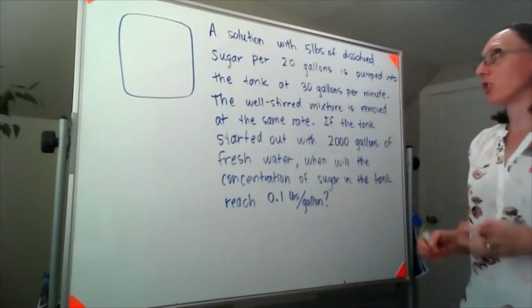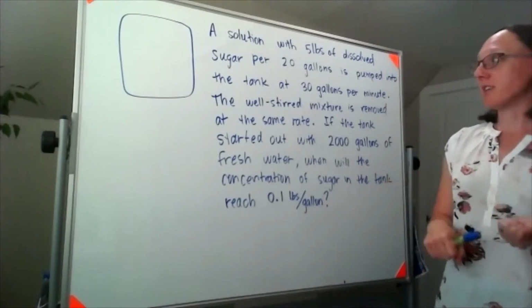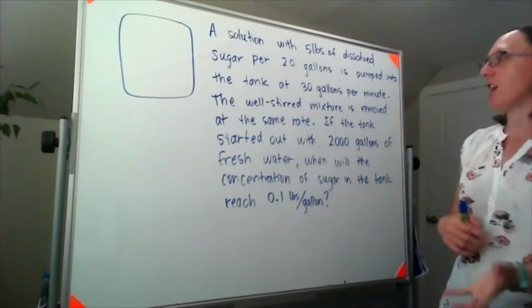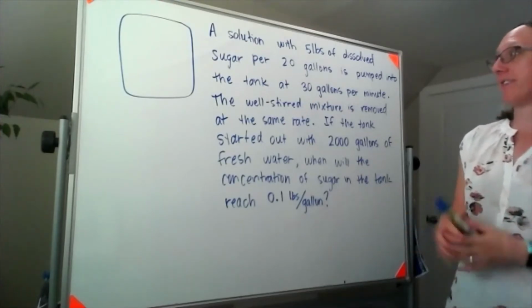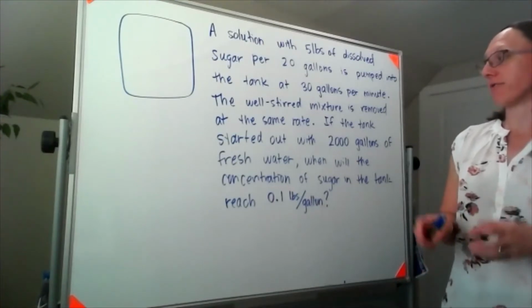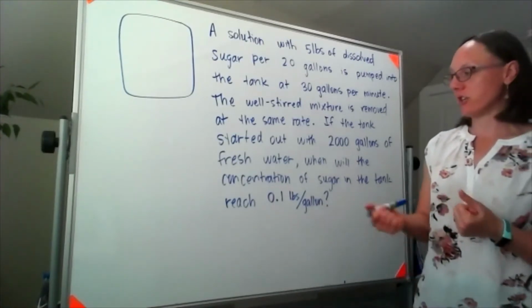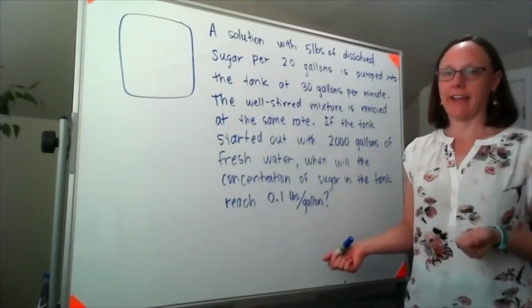So we've got a solution with 5 pounds of dissolved sugar per 20 gallons. It's being pumped into the tank at 30 gallons per minute, and the well-stirred mixture is removed at the same rate. If the tank started out with 2,000 gallons of fresh water, when will the concentration of sugar in the tank reach 0.1 pounds per gallon?